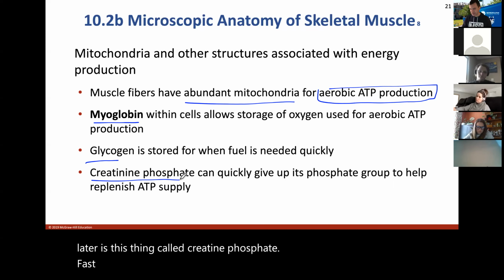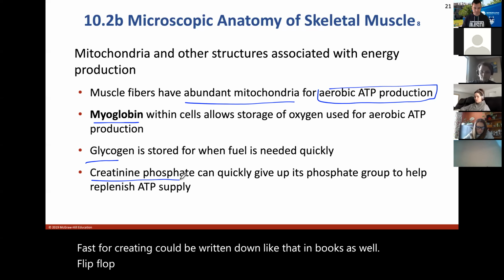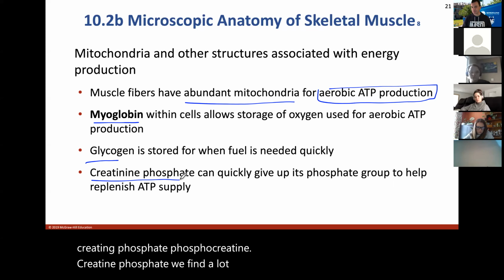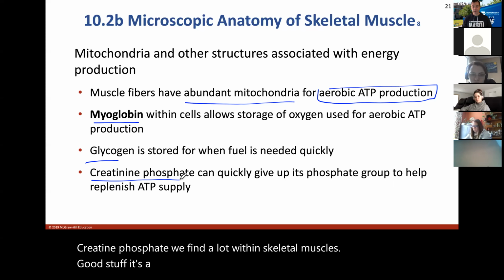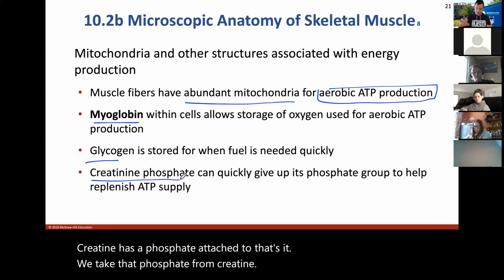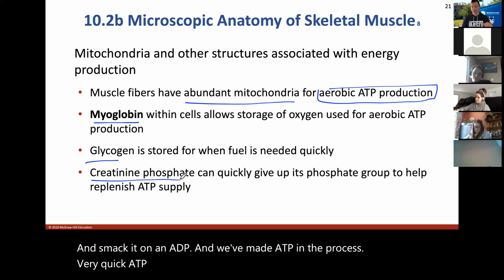Phosphocreatine could be written down like that in books as well. They flip-flop. Creatine phosphate, phosphocreatine. It's the same thing. Creatine phosphate we find a lot within skeletal muscles. Good stuff. It's a phosphorylator. Creatine has a phosphate attached to it. That's it. We take that phosphate from creatine and smack it on an ADP, and we've made ATP in the process. Very quick ATP supplier. How quick? Like 5 to 10 seconds. That's really fast.